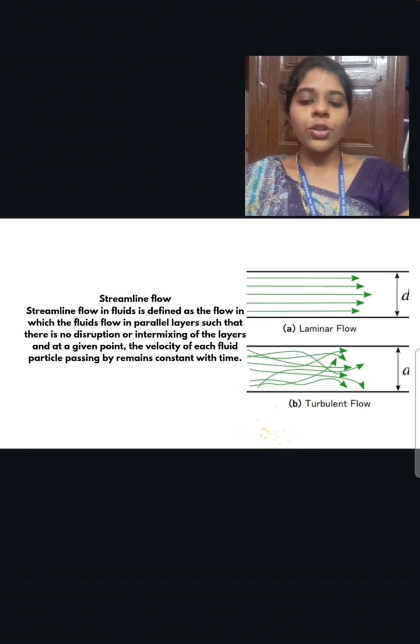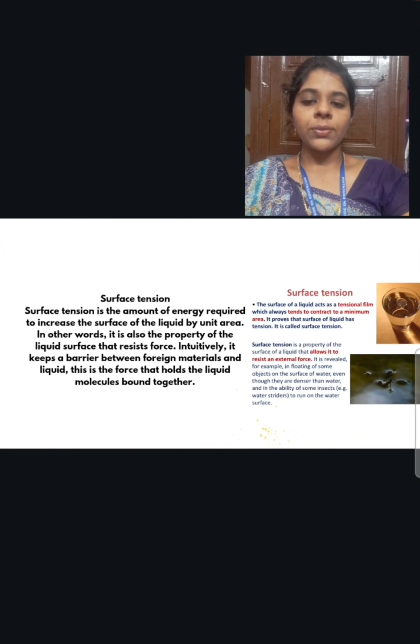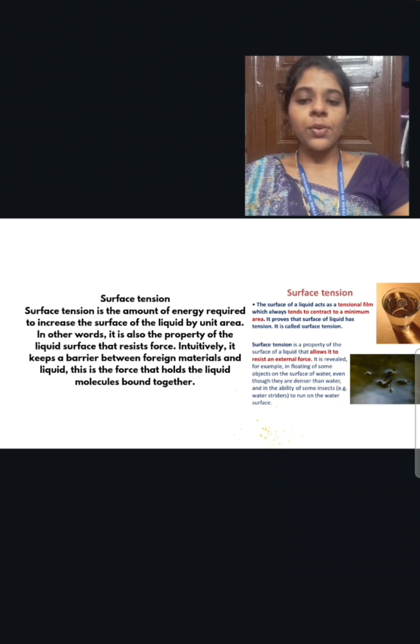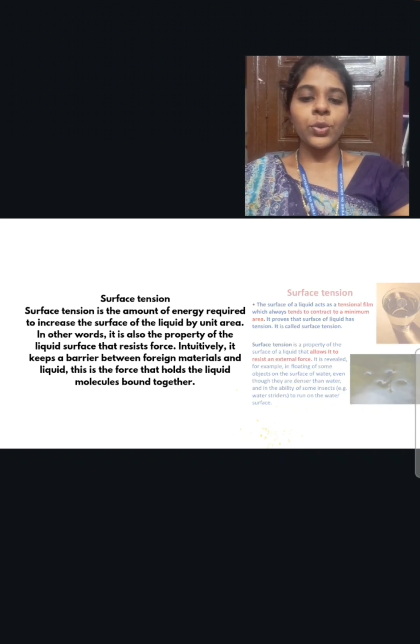Now let's move on to surface tension. Surface tension is the amount of energy required to increase the surface of a liquid by unit area. In other words, it is also the property of the liquid surface that resists force. Intrinsically, it keeps a barrier between foreign materials and the liquid. This is the force that holds the liquid molecules bound together.